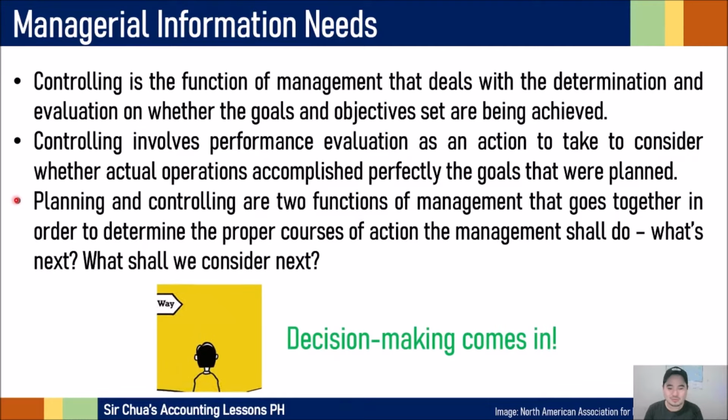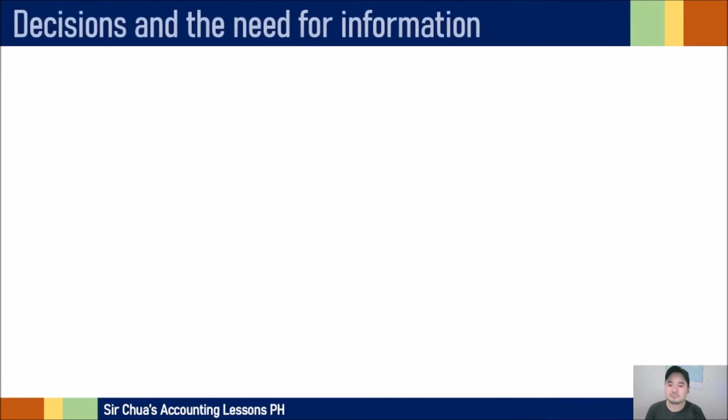Okay, so in those questions, what's next? What shall we consider next? What shall we do to further strengthen this? What shall we do to stop this? Decision making will come in, okay? So, because we are deciding for something, I think maybe the managers need information for that. Do you think the same way as mine? Okay, let's see if our thinking is correct.